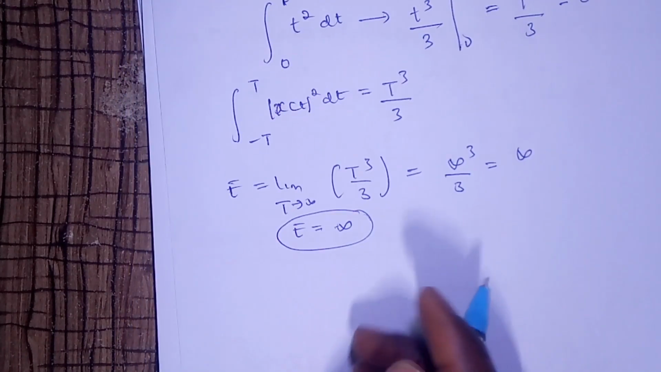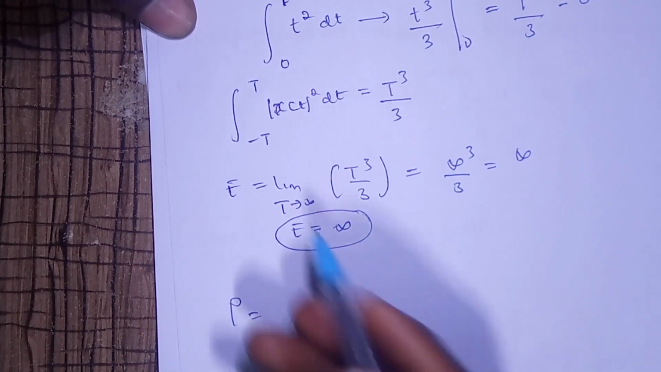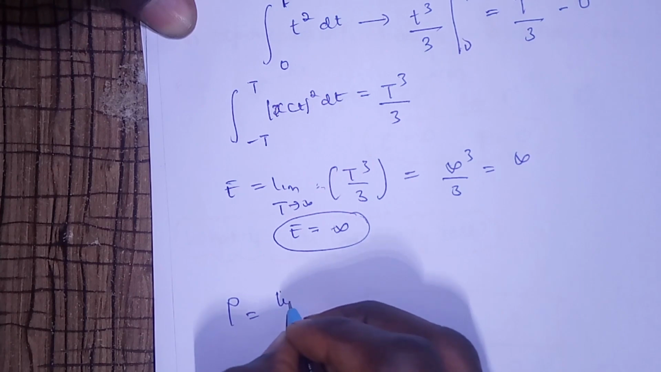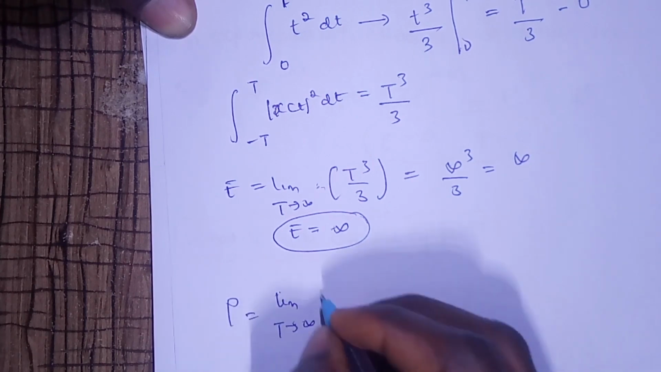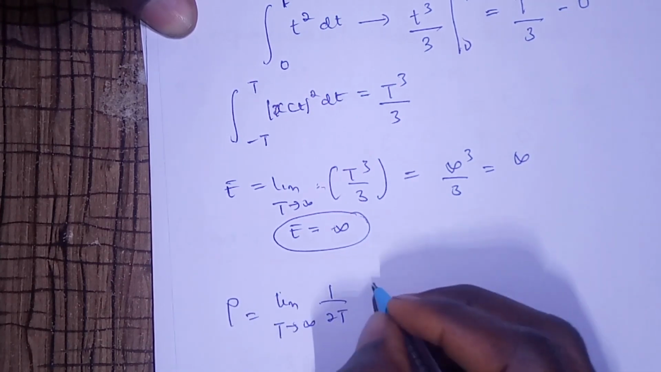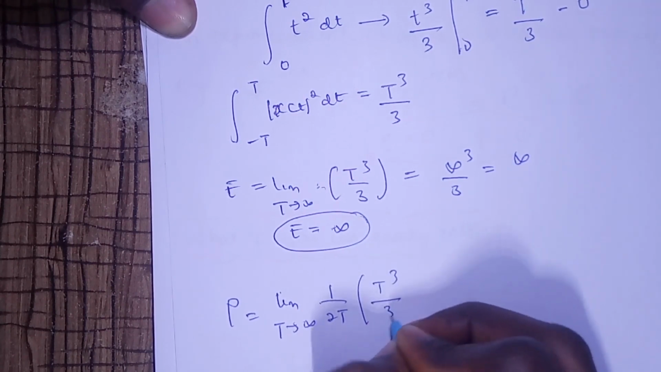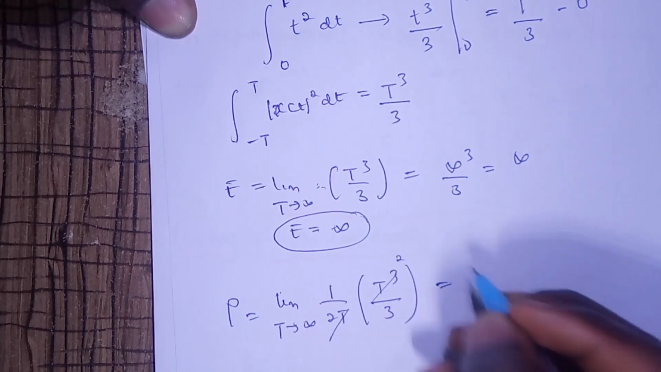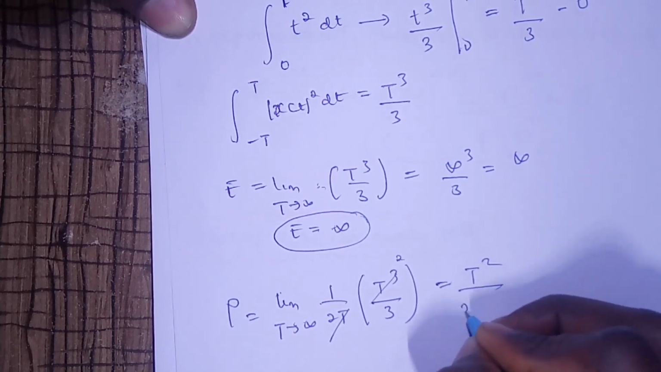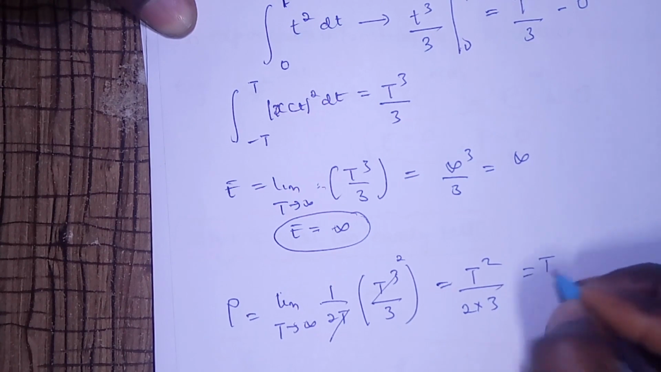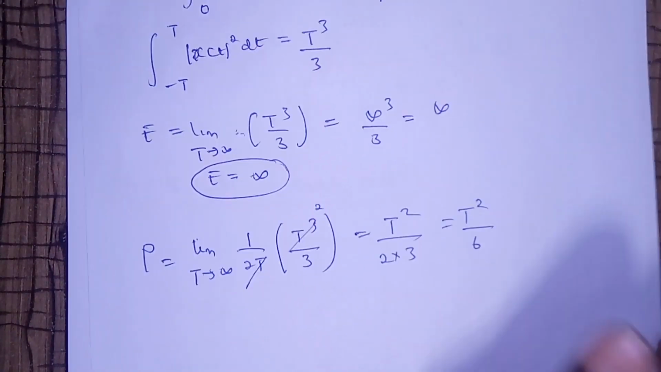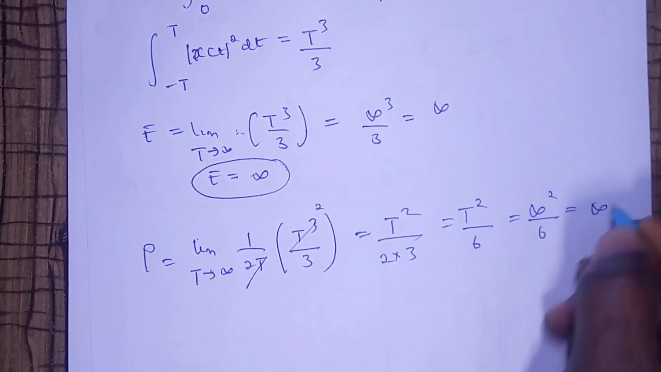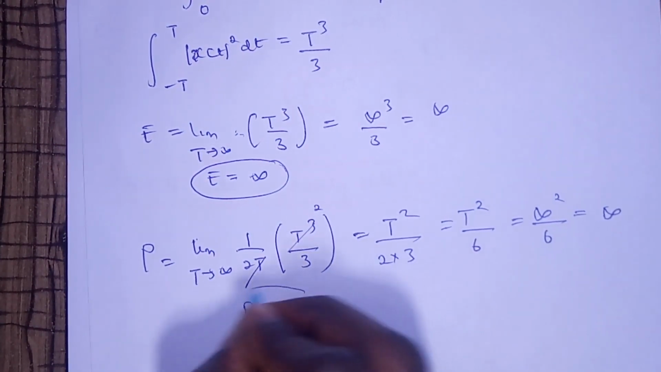What about power? We know that power is quite similar, and the difference here is that we put 1 over 2T here. So this is the limit as T tends to infinity of 1 over 2T times T cubed over 3. The T here will cancel one of the T's here, so we have T squared over 2 times 3, which is equal to T squared over 6. Likewise, if you substitute infinity, we end up having infinity squared over 6, which is the same as infinity. Definitely power is also equal to infinity.